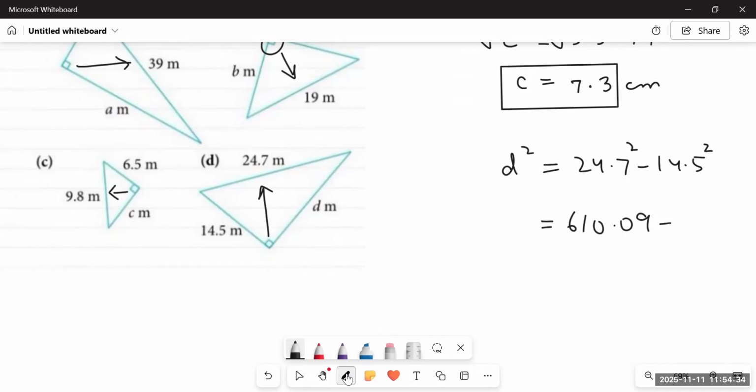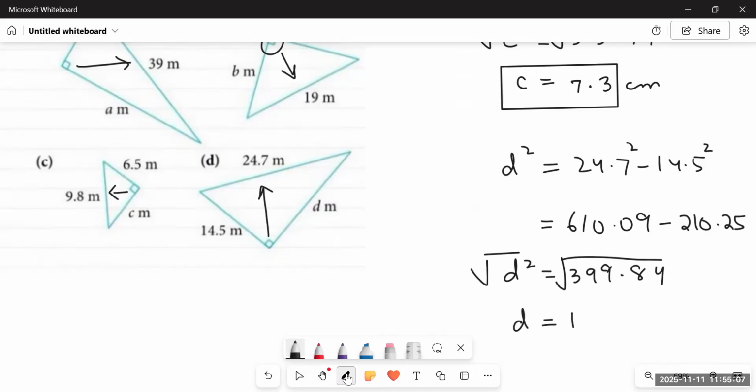610.09. Then we will find the square of 14.5, which is 210.25. Next, we will subtract the two, which is 399.84. And then we will find the square root on both sides. So the answer is 19.9. That's 20, the round figure.